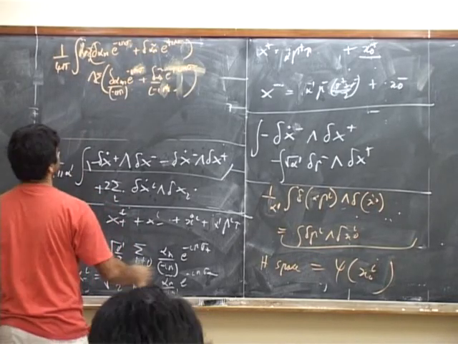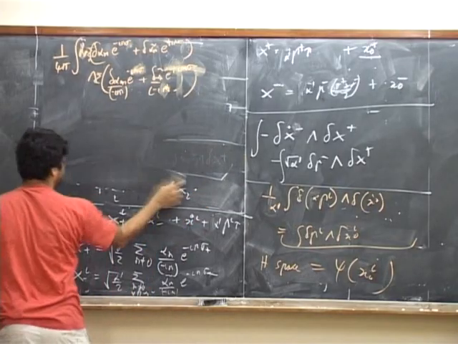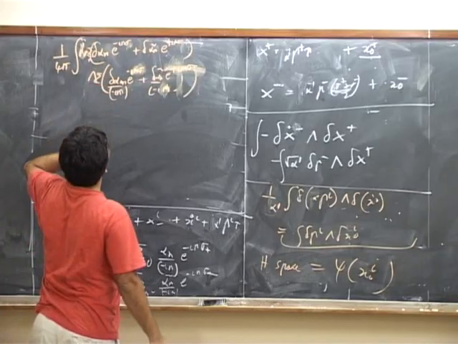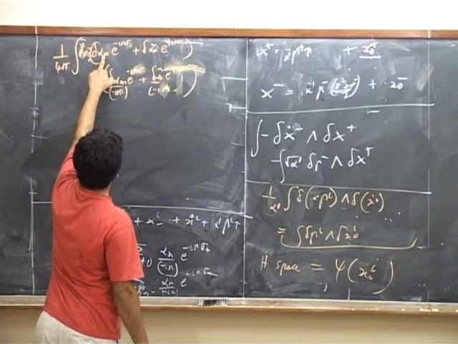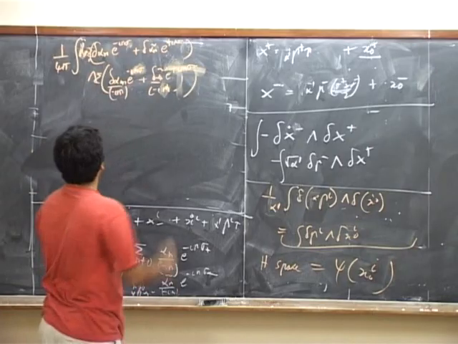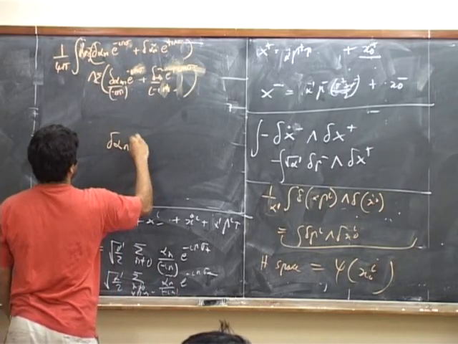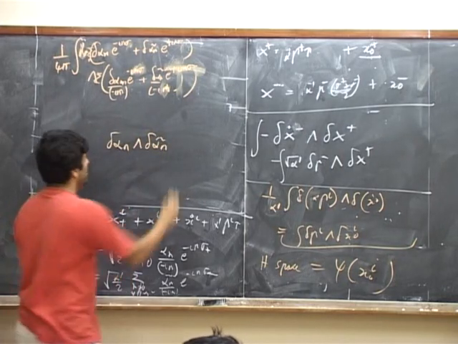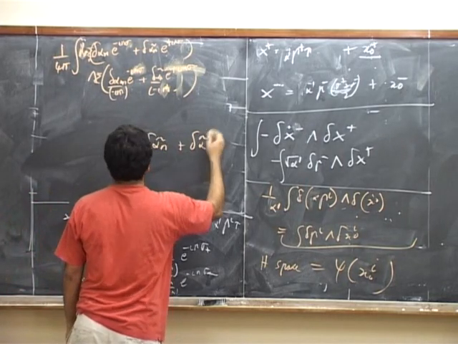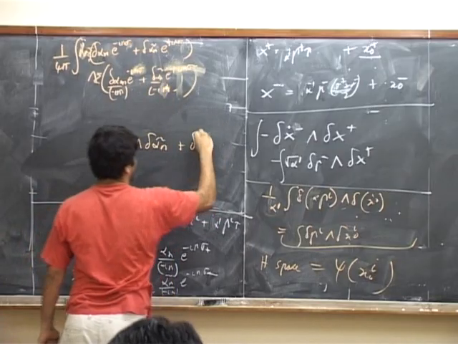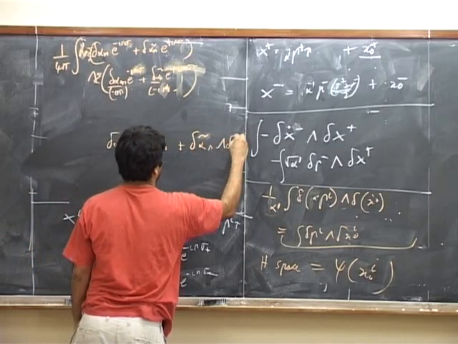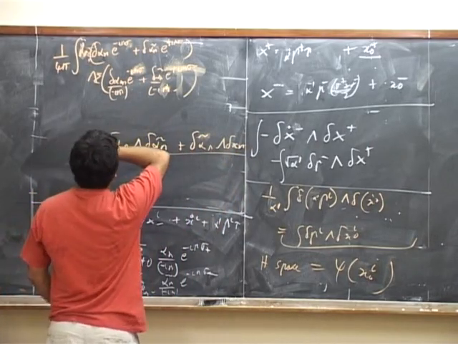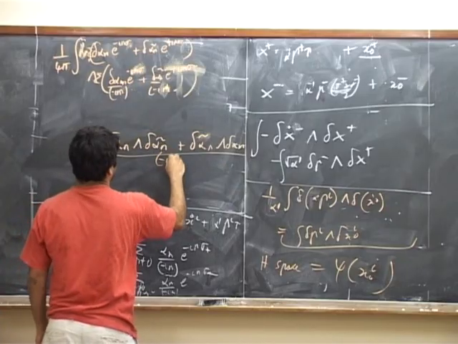Because you have, it only clicks when n is equal to m, and then you get delta alpha n wedge delta alpha tilde n plus delta alpha tilde n wedge delta alpha n, both divided by minus i n.